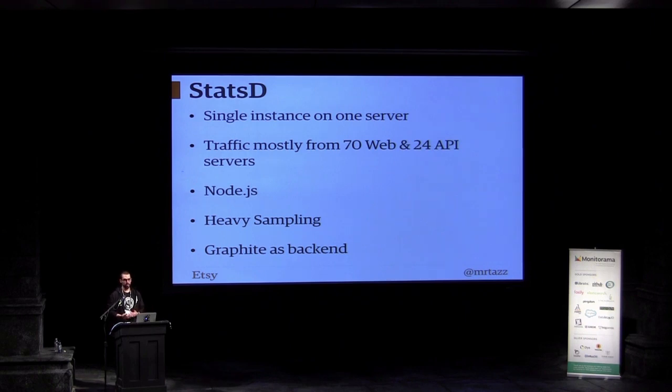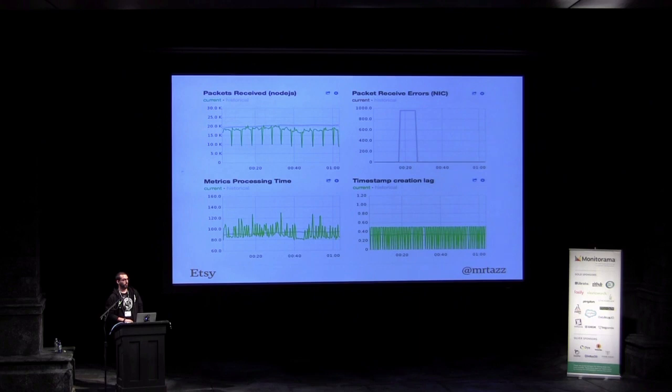it works for now. But one of our projects this year is definitely figuring out what the future for statsd will be. Do we want to have a different implementation? Does sampling still work? Do we want to have a different setup? How should the future look? And we mainly use Graphite as the backend for that, and it mostly gets traffic from our 70 web front-end services and the 24 API services we have. And we, of course, also monitor statsd because we want to know what it's doing.